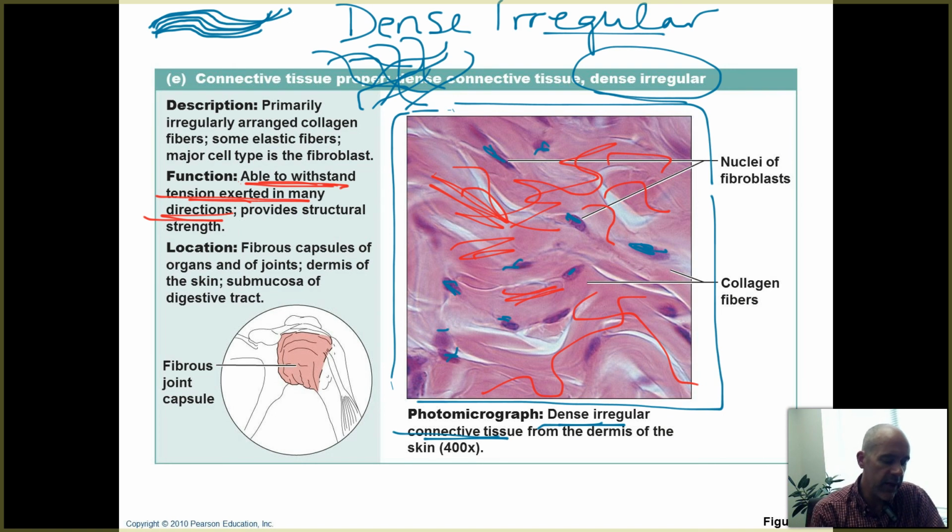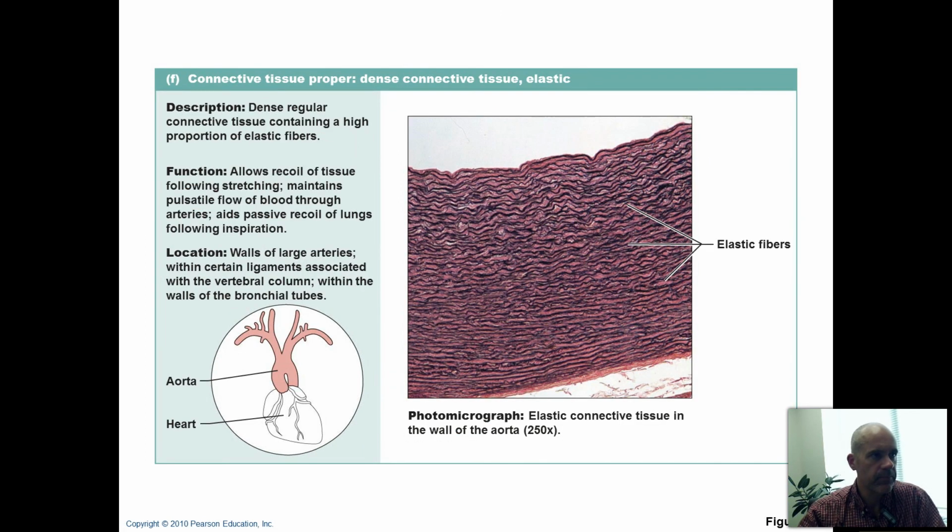You also have dense irregular tissues in the walls of your digestive organs, underneath those inside linings, around some of the coverings. Fibrous capsules are coverings that you have around some of your organs, and you also have coverings around your joints that we'll learn about when we cover the skeletal system that are composed of this type of tissue as well. All right, one more type of dense connective tissue. There's a third one here.